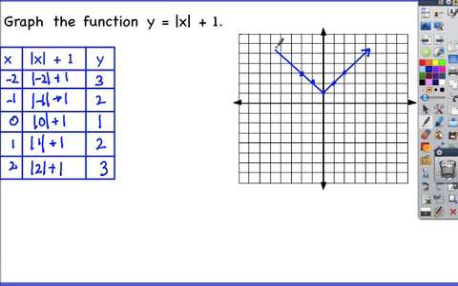In fact, this graph looks very similar to the previous one. The only difference is that this plus 1 caused the graph to shift up a point. So instead of our vertex, or this corner of the V, being on the origin, it is now 1 up.